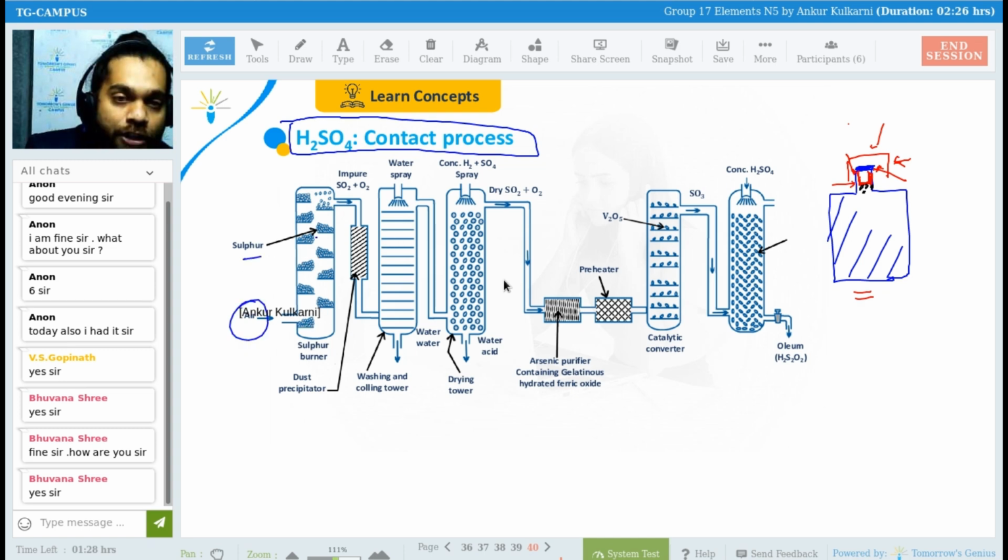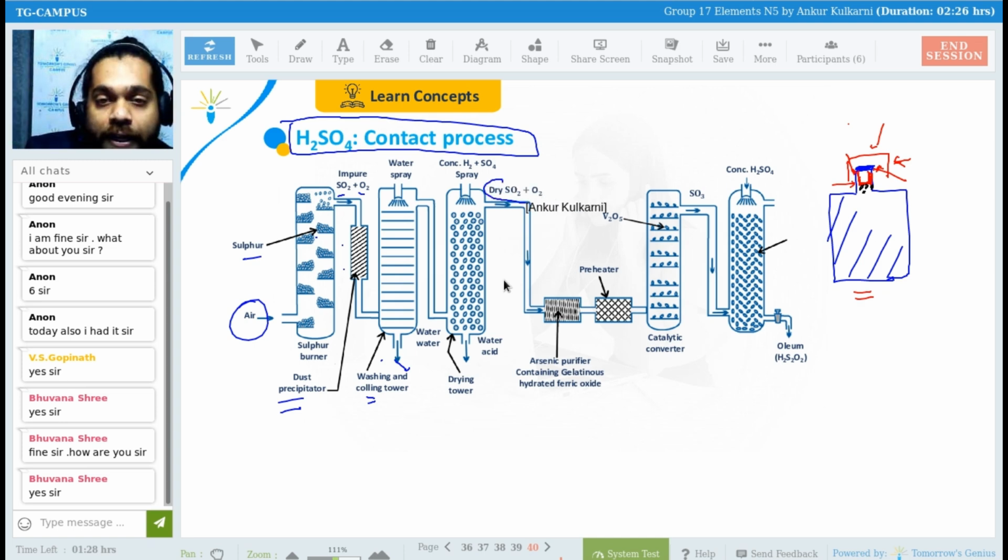We oxidize it with the air. So what do we have? We have impure sulfur dioxide and oxygen. That goes through the purification process. We purify it of all the dust in the dust precipitator. We wash it with water, whatever excess you have will flow away, and the impurities will go away. Then finally H2SO4 is sprayed so that whatever moisture is there is absorbed and no moisture is left.